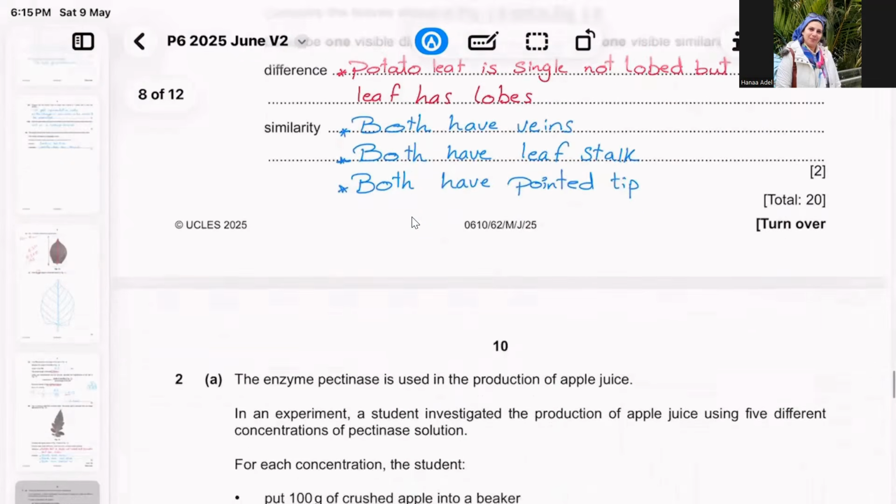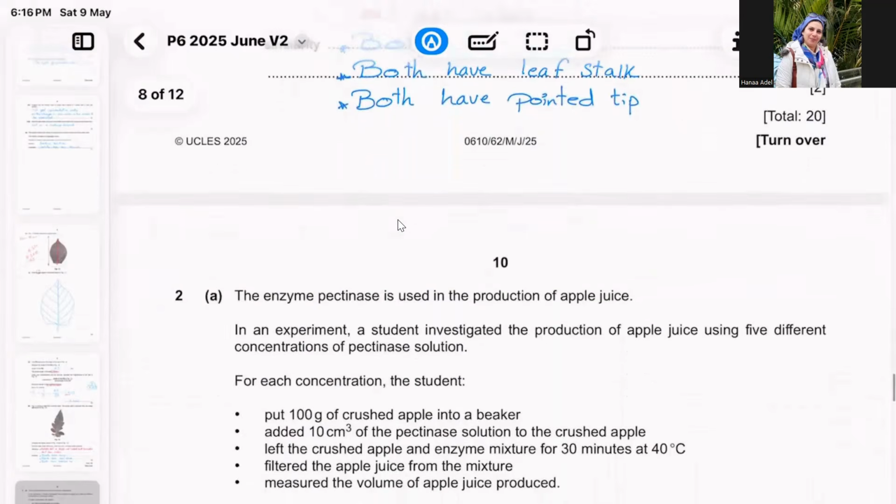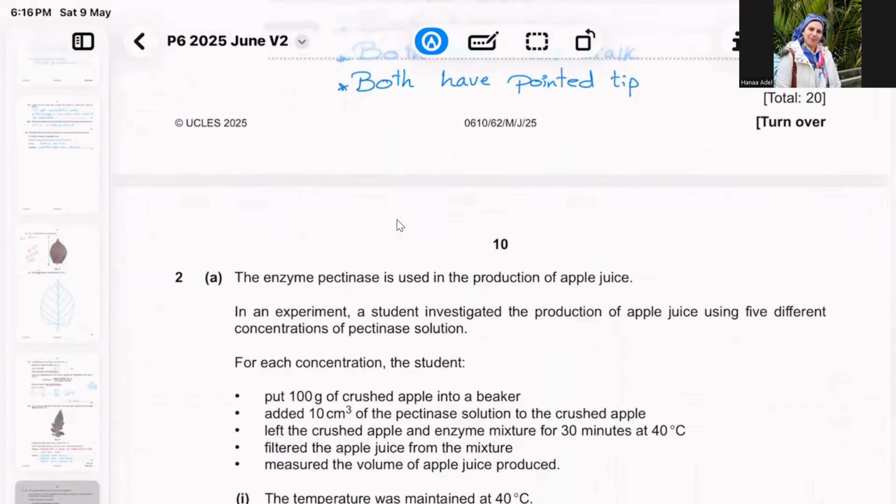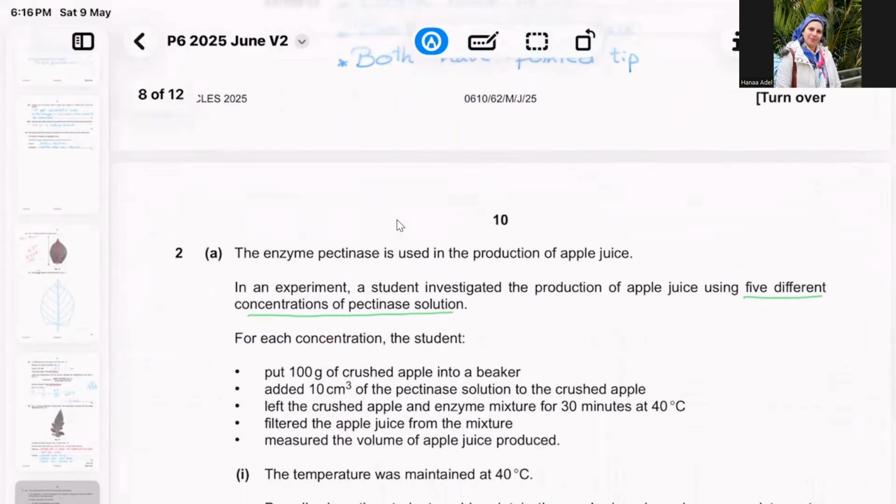The enzyme pectinase is used in the production of apple juice. In an experiment, students investigated the production of apple juice using 5 different concentrations of pectinase solution. For each concentration, the student put 100 grams of crushed apple in a beaker, added 10 cubic centimeter of pectinase solution to the crushed apple. So we have here this 100, this is the mass of apple, this is a controlled variable, and we have 10 cubic centimeter of pectinase, this is also a controlled variable.